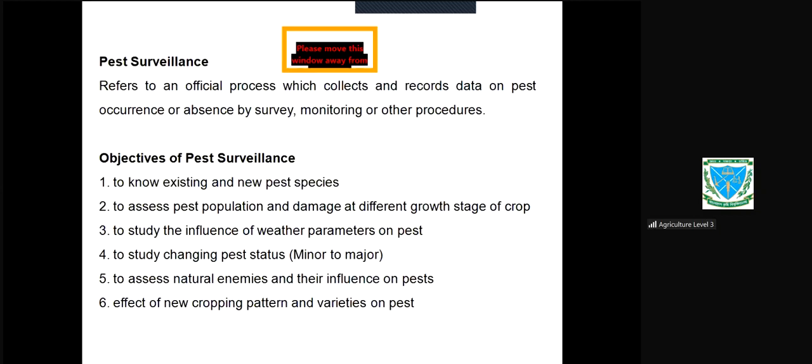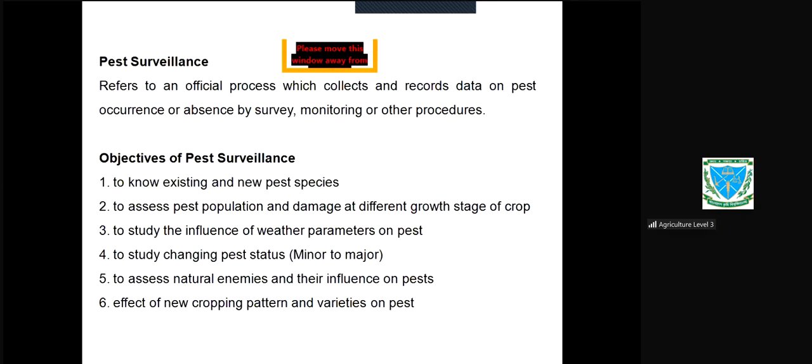Surveillance is done by survey. Survey is to collect the data for a particular time, particular period. Monitoring is regular observation, and how will you observe? Only observe? No, you will collect the data by different means and you will record it. This is monitoring. And surveillance: collect the data and record the data regarding the occurrence and absence of the pest by survey, monitoring and other procedures. This is surveillance. Clear?